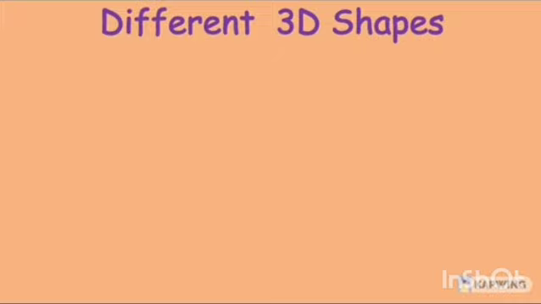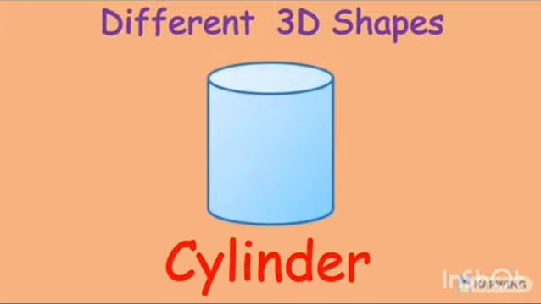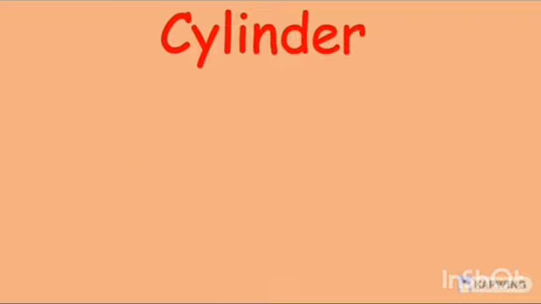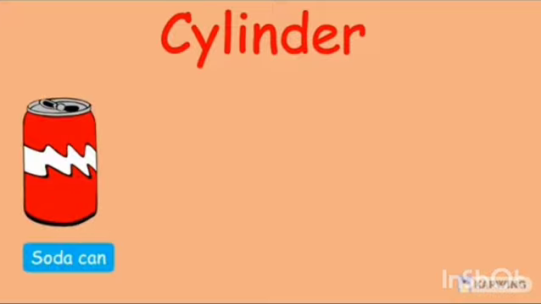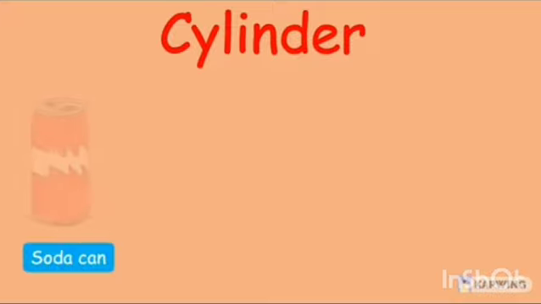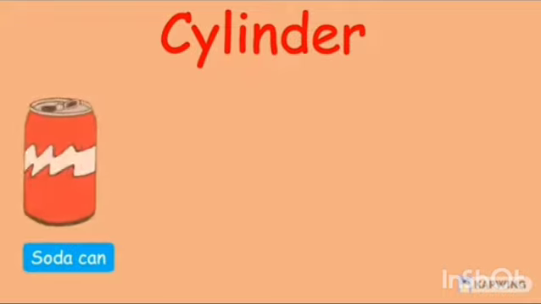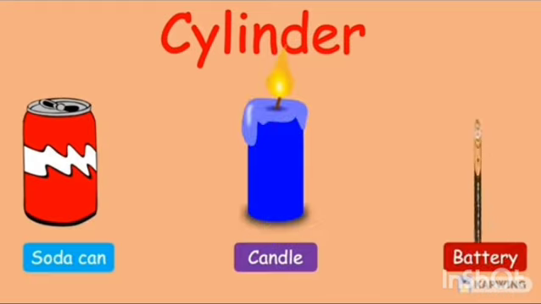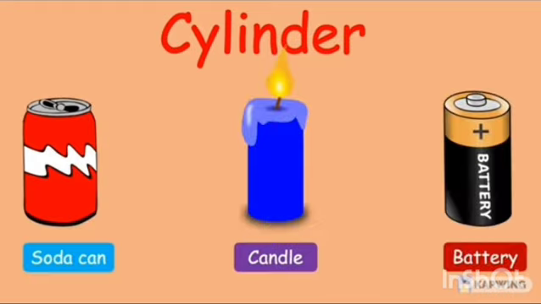And our next 3D shape is a cylinder. A cylinder has got a circle on the top, a circle on the bottom and is smooth all around. Example we have got is a can. Here you can see it has a circle on the top, a circle on the bottom and is smooth all around. In the same way, we can take candle and battery as an example for cylinder 3D shapes.